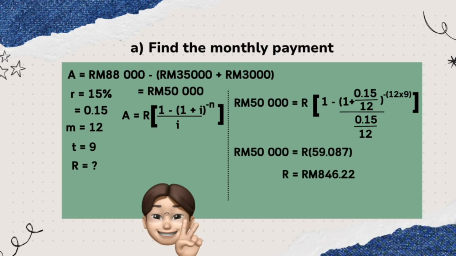So capital A is RM88,000 minus (RM35,000 plus RM3,000), so capital A equals 50,000. The rate is 15%, which we convert to 0.15. M equals 12 and T equals 9. We don't have R, so in order to find R, we use the formula A equals R[1 minus (1 plus i) to the power of negative n] per i. We substitute all the numbers that we have listed into the formula, and we get R equals RM846 and 22 cents.